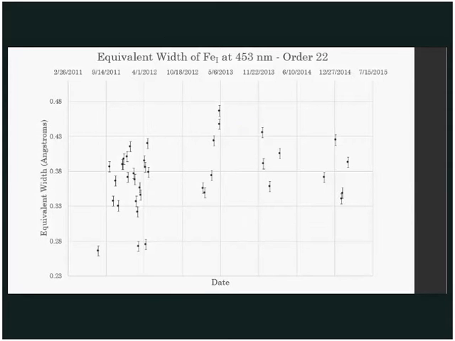So the measurements from the equivalent width I plotted against the dates that it was collected. And you can see that for the iron lines it doesn't change very much, which is expected for a star because it's coming from the actual primary star. So we're not expecting a lot of variation in that. We want it to be pretty much constant.